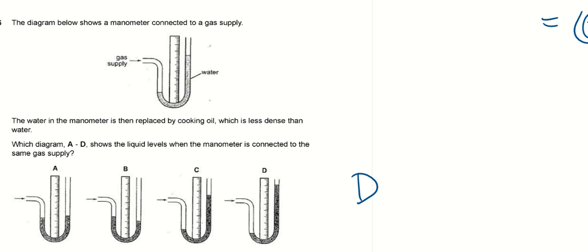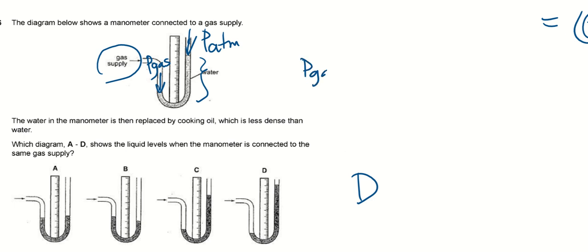Need me to go through? Need or don't need? Okay, so this is the gas supply. So what I will do here is I will do P gas. Then here must be exposed to atmospheric pressure, so P atm. So this is the difference in the pressure, the height of this water. If I were to calculate using rho g h, that will give me the difference in pressure in Pascal. Now, who has a higher pressure? P gas greater than P atm, right?